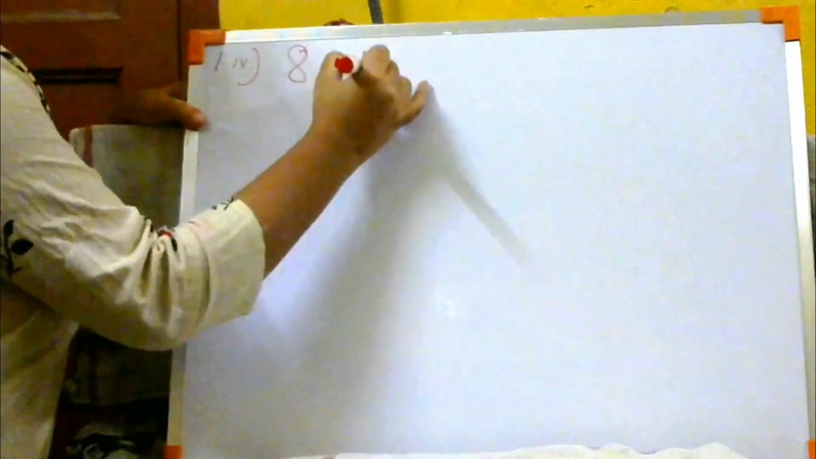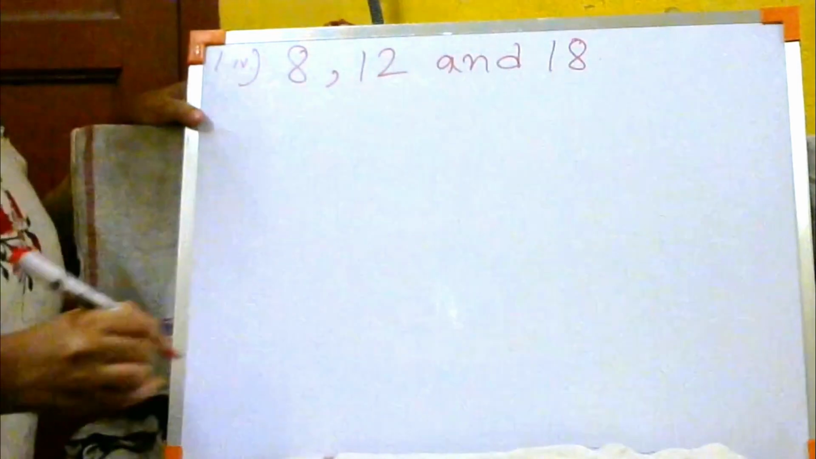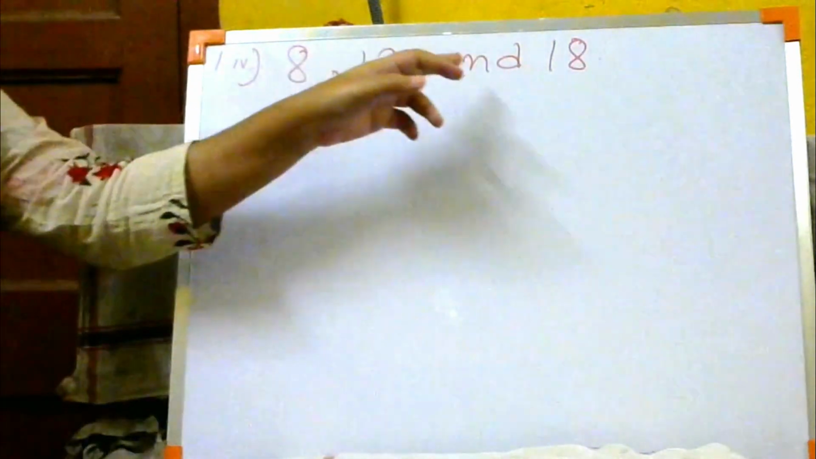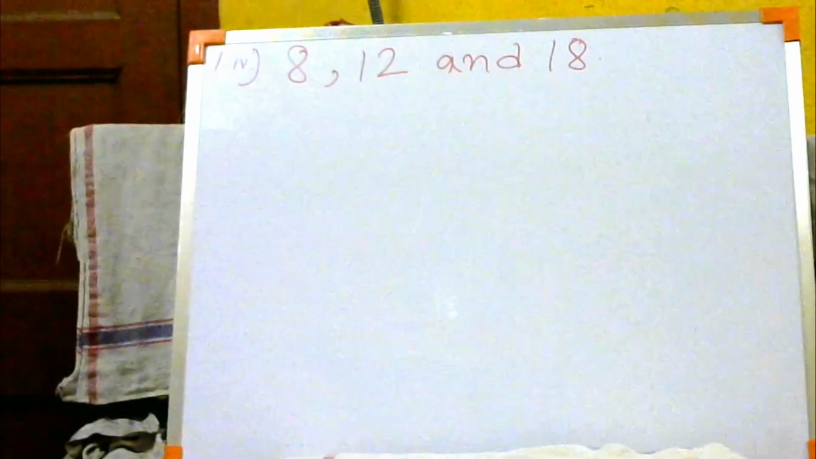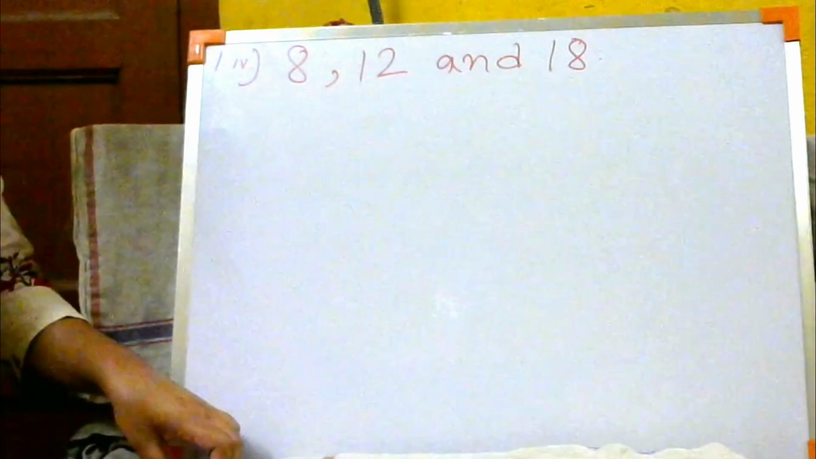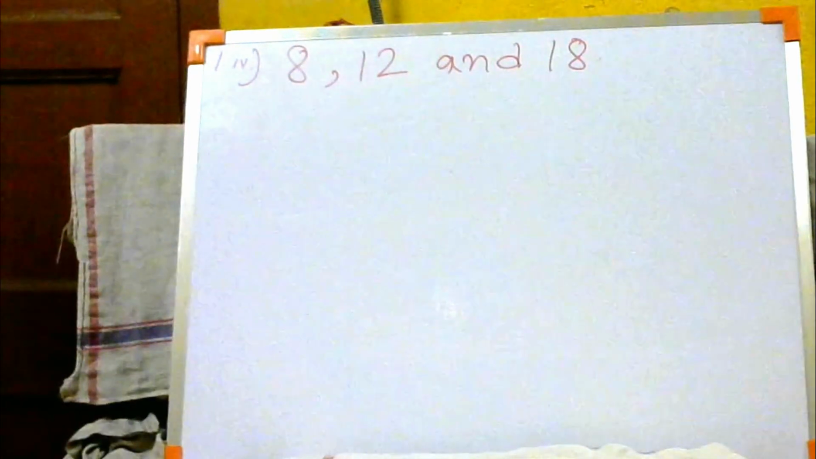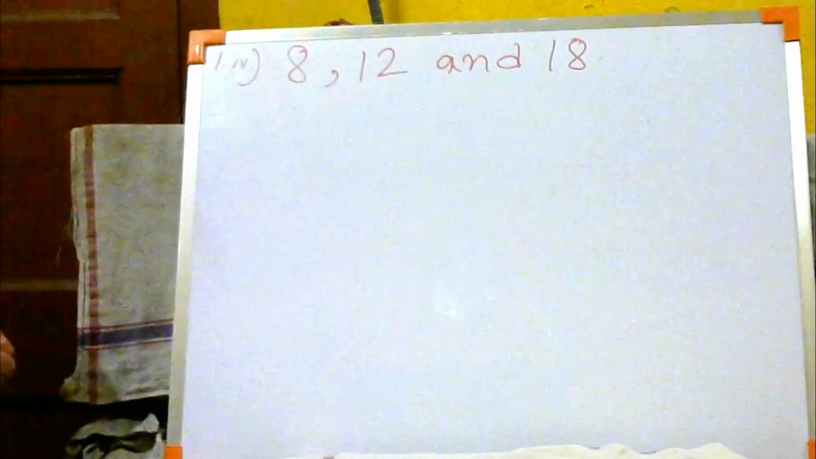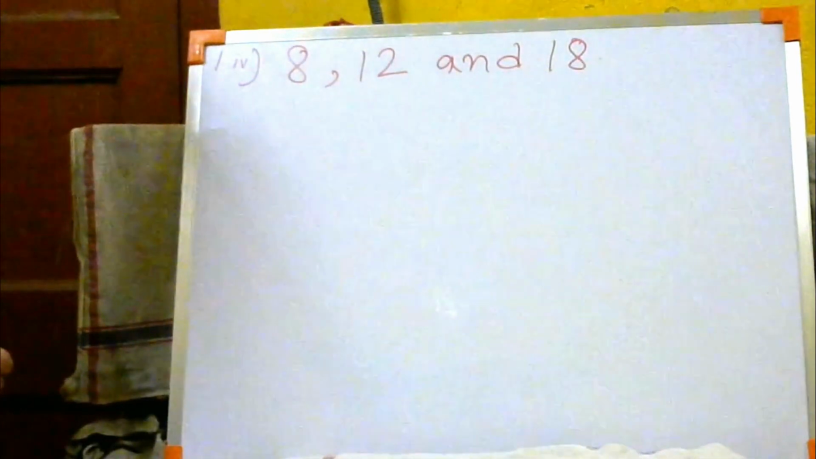Now, 1 part 4, the numbers are 8, 12 and 18. You have to find the HCF of these three numbers using the common factor method. The ones who have forgotten can watch the previous day's video, or you can pay attention in this class and see what I am doing. So with 8, 12, 18, how will we find the HCF by using the common factor method?